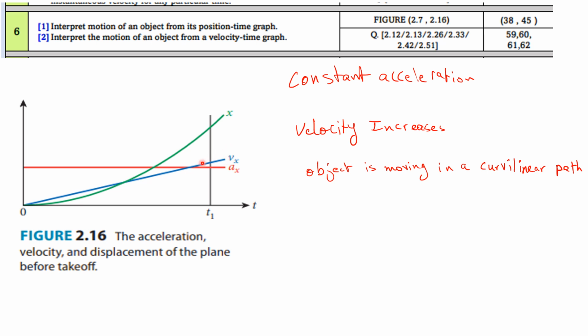Also, what about the position? The object is moving in a curvilinear path. So that's the deduction, or the reasoning, how to think whenever we have a constant acceleration.